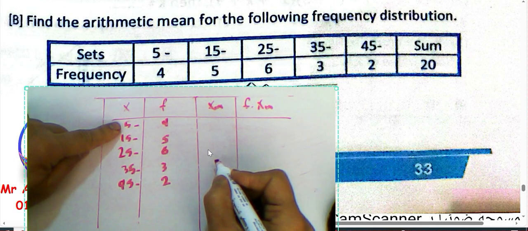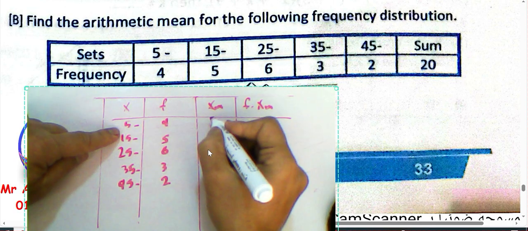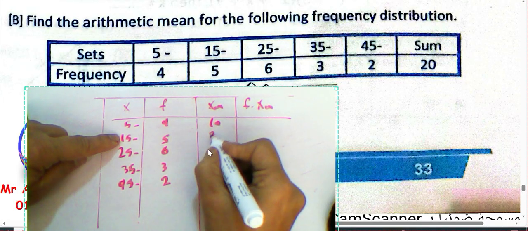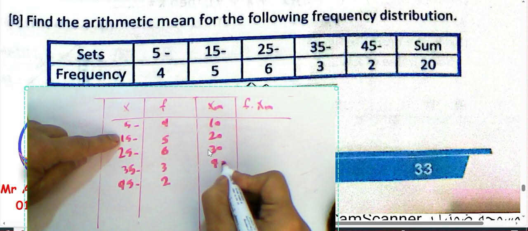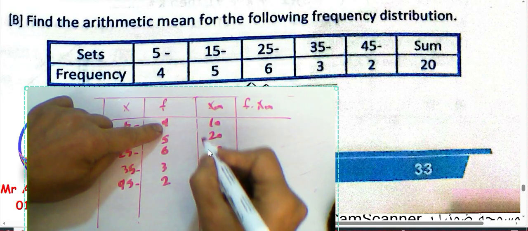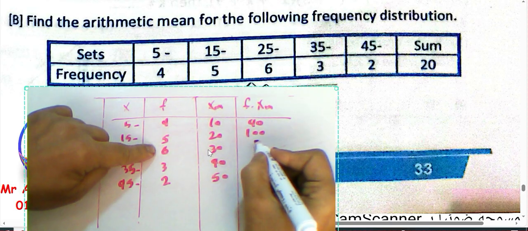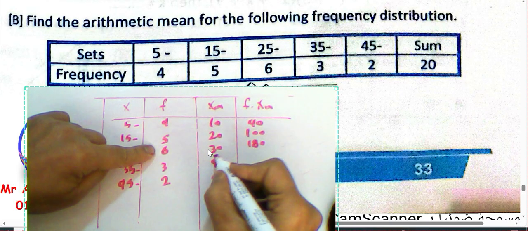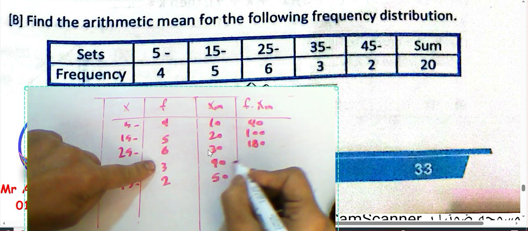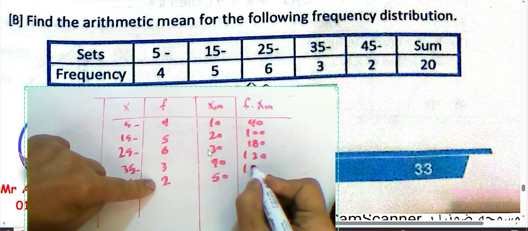We can find the center between 5 and 15: 20 divided by 2 equals 10. Then 20, 30, 40, 50. 4 times 10 is 40. 5 times 20 is 100. 6 times 30 is 180. 3 times 40 is 120. 2 times 50 is 100.